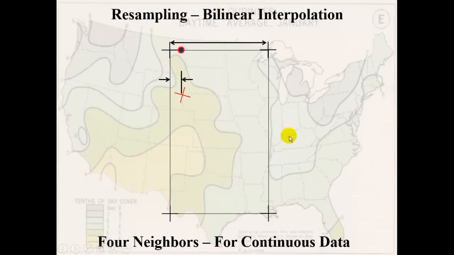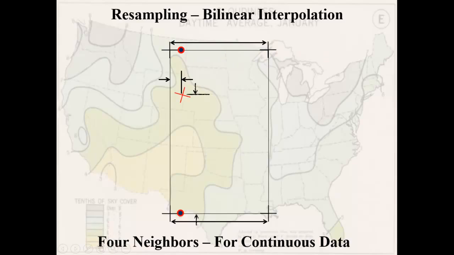That gives me a value up at the top. I can repeat that down at the bottom and say, this cell is this far from this edge, and this is the total distance between the cells in the input data set down at the bottom, so I can interpolate and get a point here. So now I have a point whose value is between that value and that value. I have a point whose value is between that value and that value.